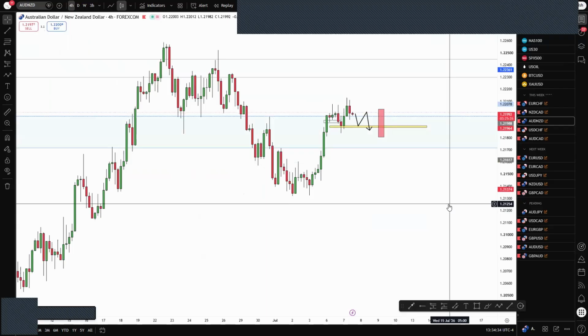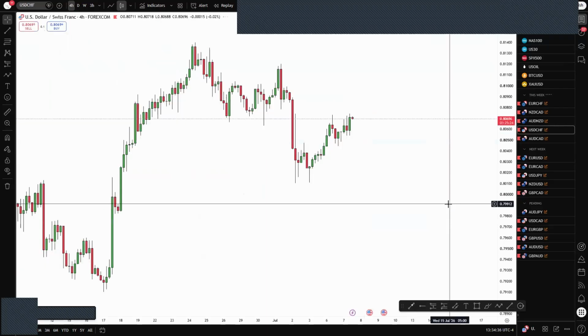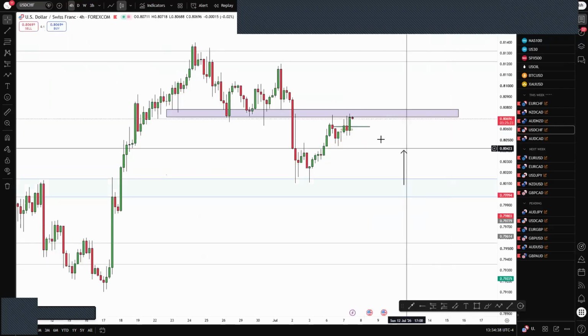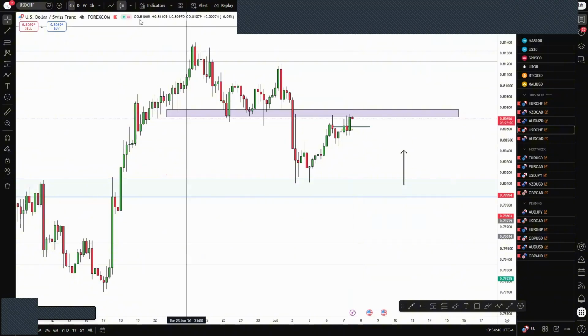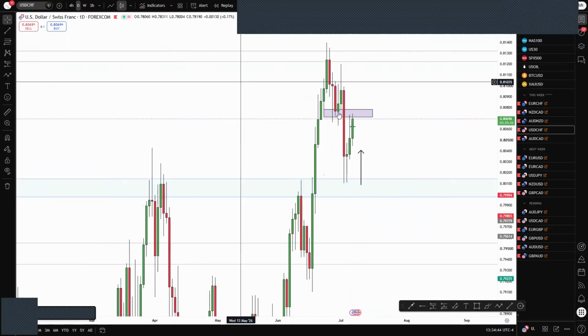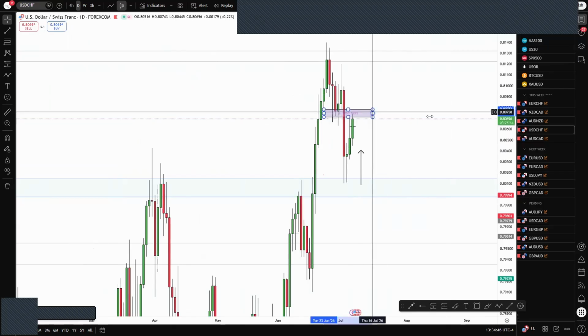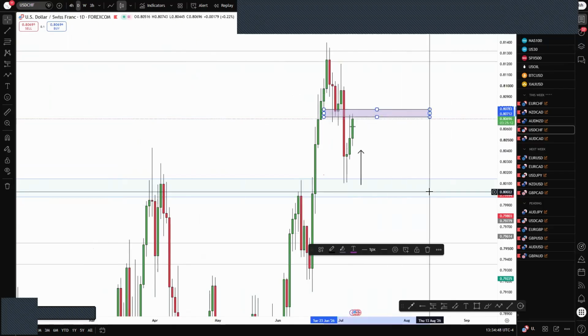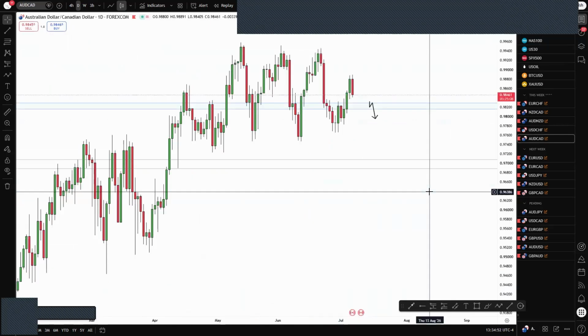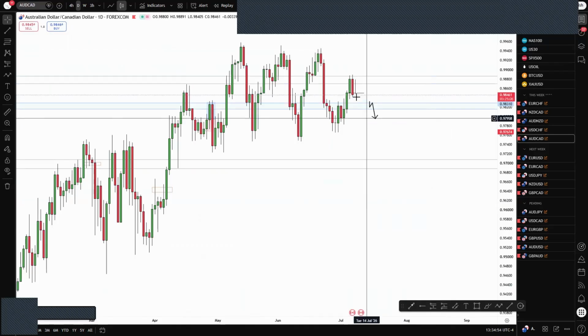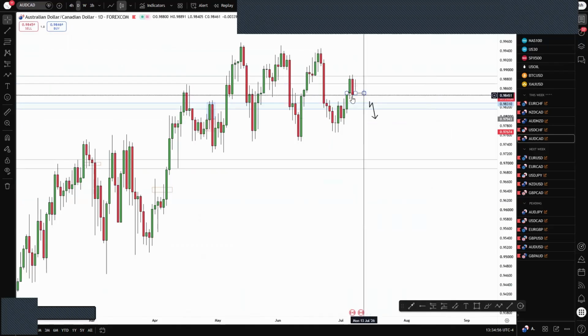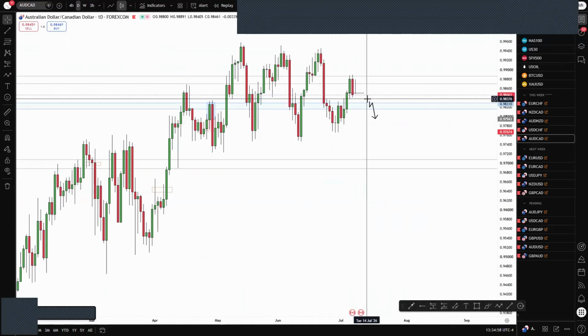AD has, price has come back at this level again. I don't know what it wants. I was hoping for price to break below. And on AD card, price has broken above this level. I was also hoping for price to break below.